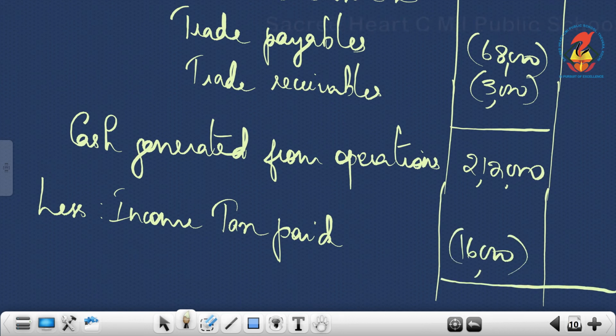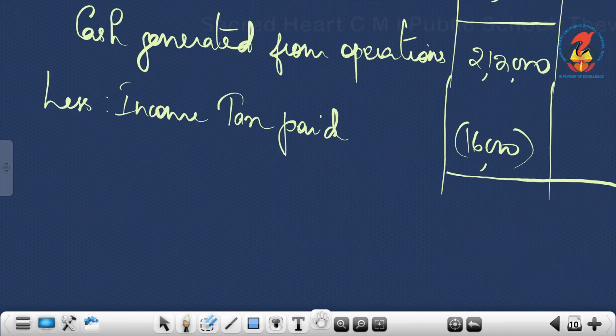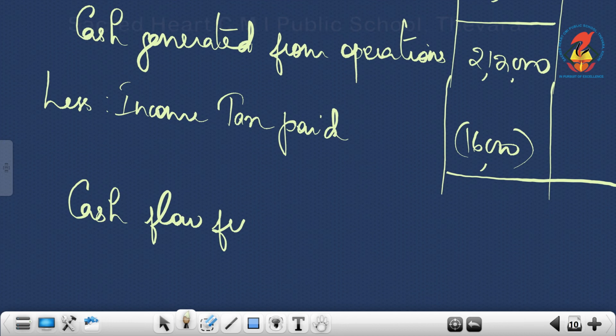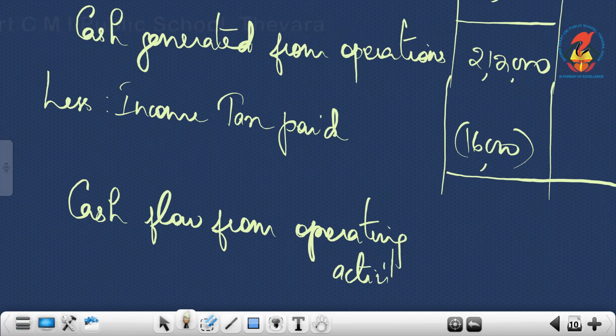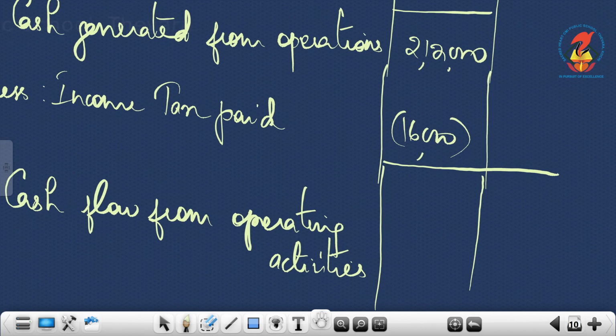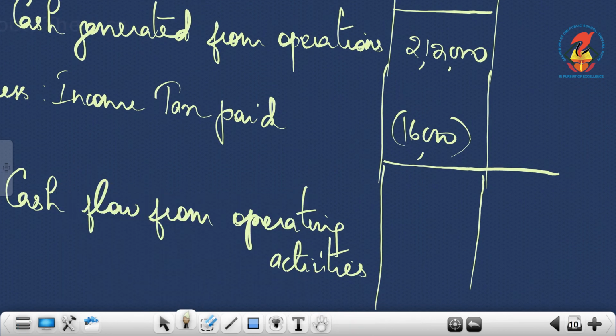So finally it's a positive answer. So you can write it as cash flow from operating activities. Cash flow from operating activity is 1,96,000.